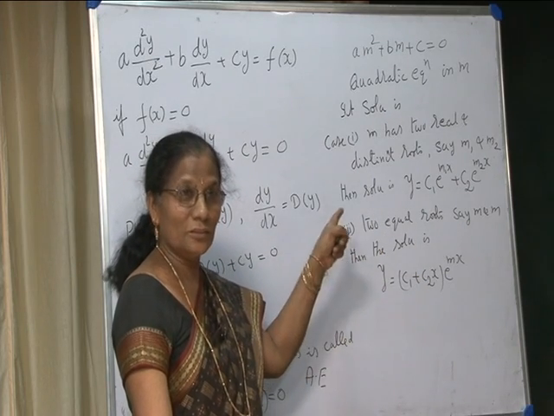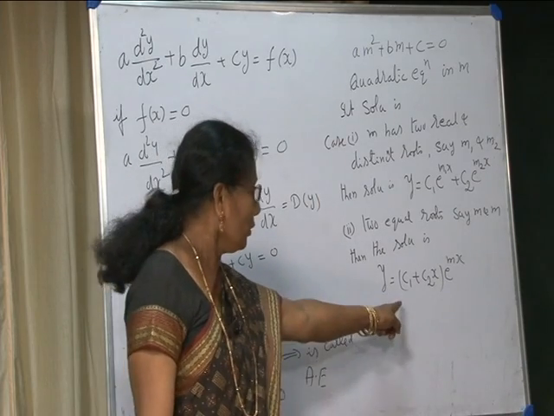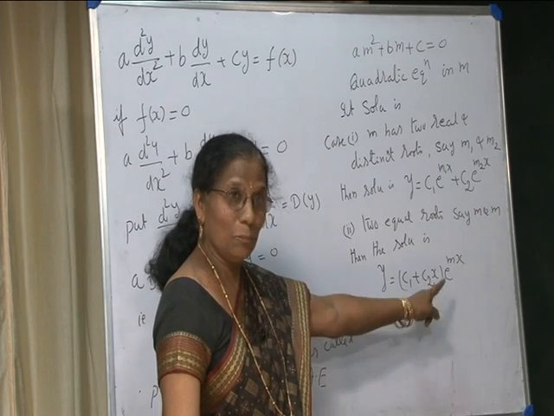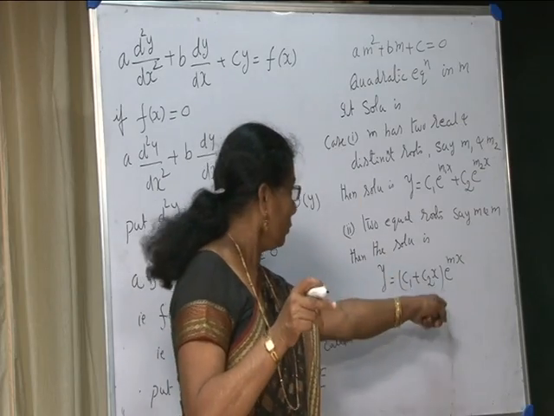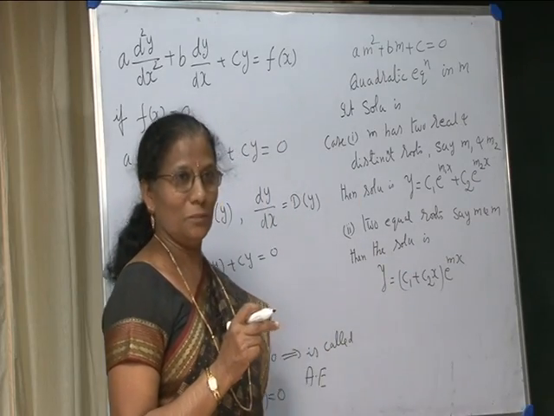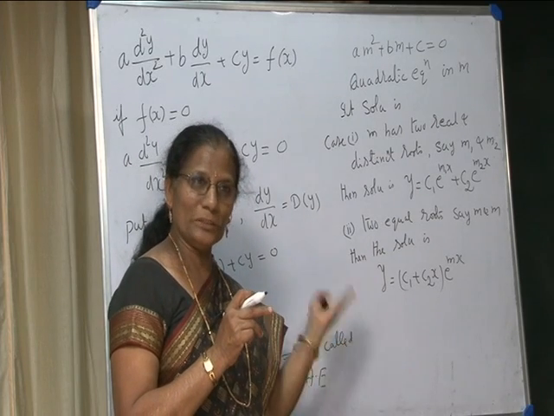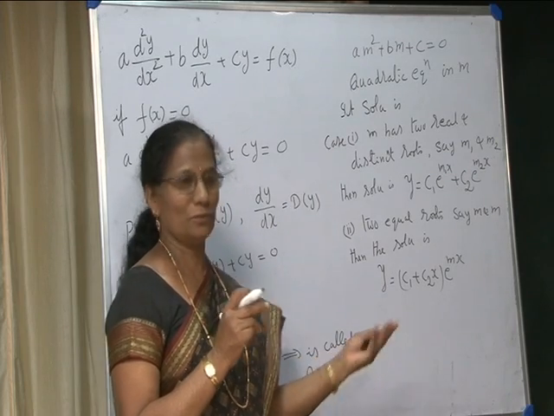Suppose it has 3 values, all the 3 are equal. We are going to write y is equal to c1 plus c2x plus c3x squared, that is in the bracket, into e to the power of mx. But according to your syllabus you are having only second order. So when the second order is the highest derivative, you are having only 2 values.